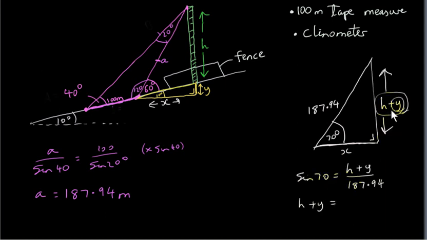So sine 70 is opposite over hypotenuse. The side opposite 70 is h plus y. The hypotenuse is 187.94. So we use the ratio sine, cos, or tan that brings in what we're looking for and what we're given. So we're dealing with a right angled triangle here.